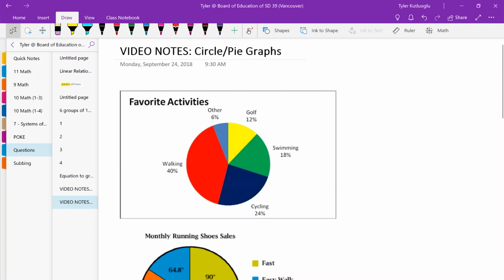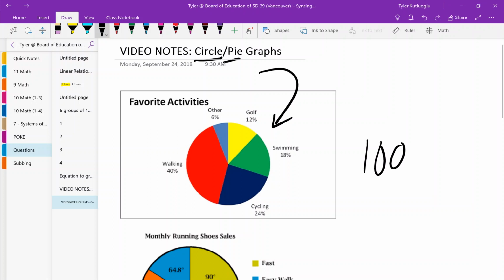All right, so this is our second type of graph. Well, I guess third, because we did bar and line last time. It's called circle graphs or pie charts. They're the same thing. You've seen them before. They look like this. Basically, these graphs represent all the different numbers that we have, but represent them as a piece of the entire pie, one pie being 100%.